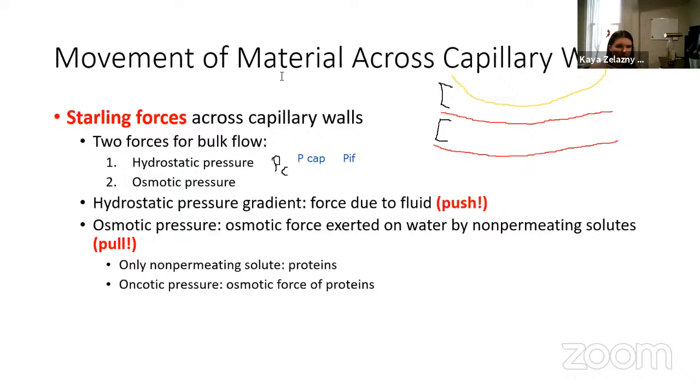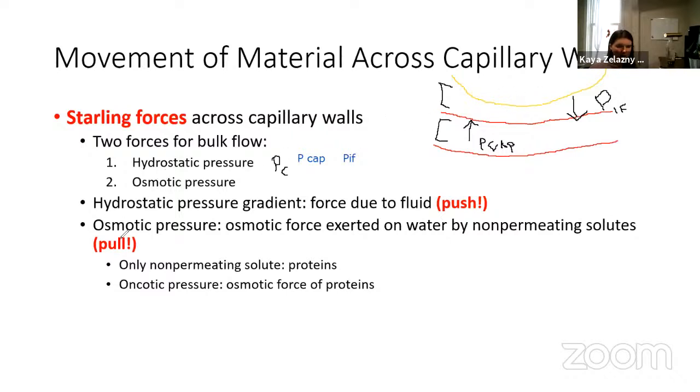Okay. But I was drawing on the hydrostatic pressure. Sorry, guys. Okay. So hydrostatic pressure from the capillary. So pressure from the capillary, right? Blood inside the capillary pushes like that. All right. So that's P cap. Okay. And fluid in this interstitial space pushes like that. All right. So that's going to be our pressure from the interstitial fluid, like that. So those are the two hydrostatic pressures.